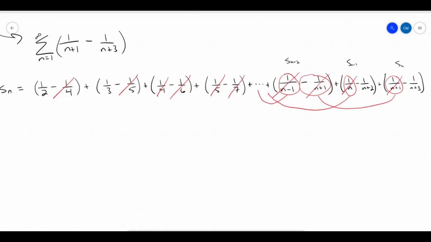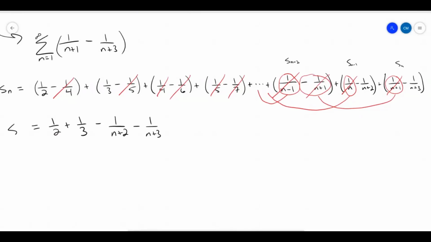Now, not everything cancels, right? And that's why we call this telescoping, because with a telescope, when you collapse it, what still is there? Well, the front of it and the back of it are still there, right? Well, what's on the front of this? 1/2 plus 1/3. Those terms didn't cancel. What's on the other end of this that didn't cancel? 1 over n plus 2 and minus 1 over n plus 3, right? Those terms didn't cancel either.